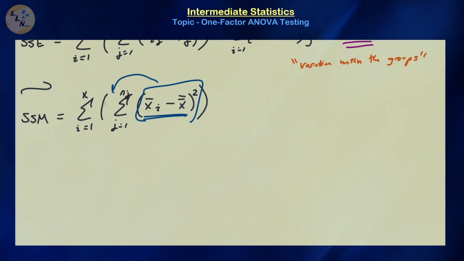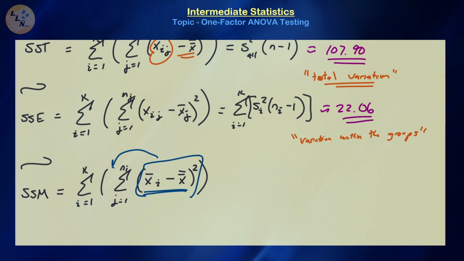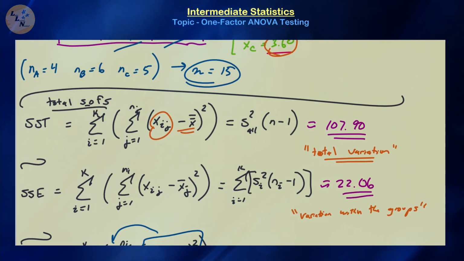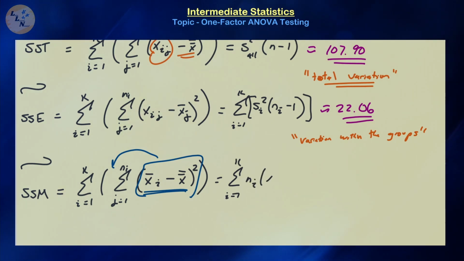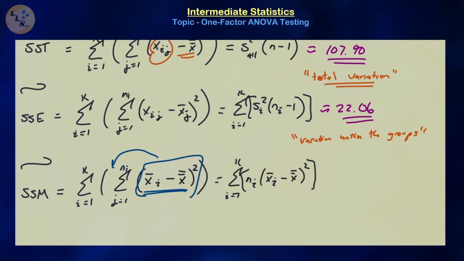So what I can do is rewrite this as what? So that should be n_i, by the way, and that should also be n_i, by the way. Let's just go ahead and fix those. n_i and n_i. And this is actually going to be equal to the sum from i equals 1 to k of n_i times x bar i minus x bar bar, squared. Right? So that's a nicer formula that you could use to calculate the SSM. And using our example, you should be able to find that that's approximately equal to 85.84.